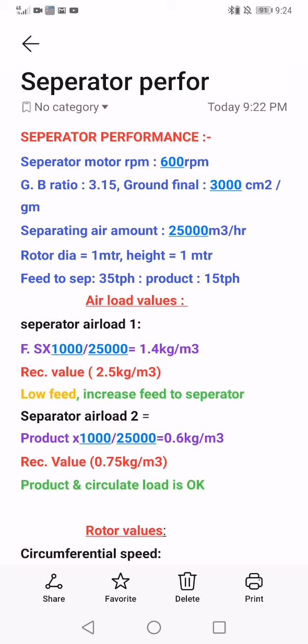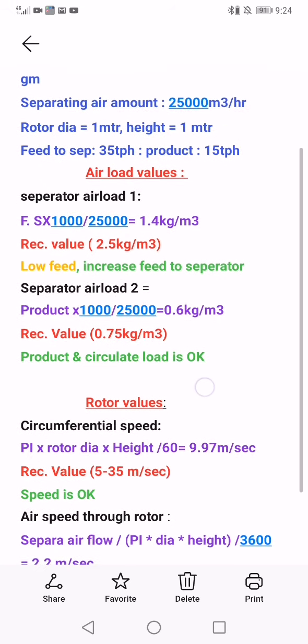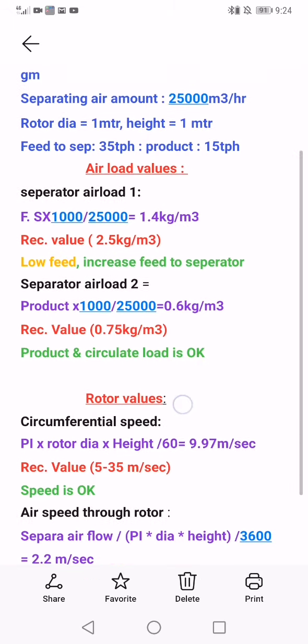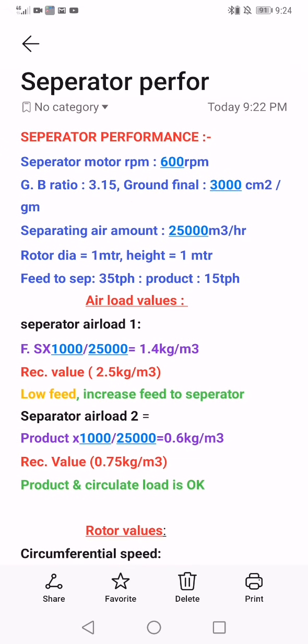And we can classify the separator performance in two ways. One is air load and another one is rotor values. So first of all we have to discuss air load values. In this air load values, we have to find out separator air load 1, and the second one is separator air load 2.